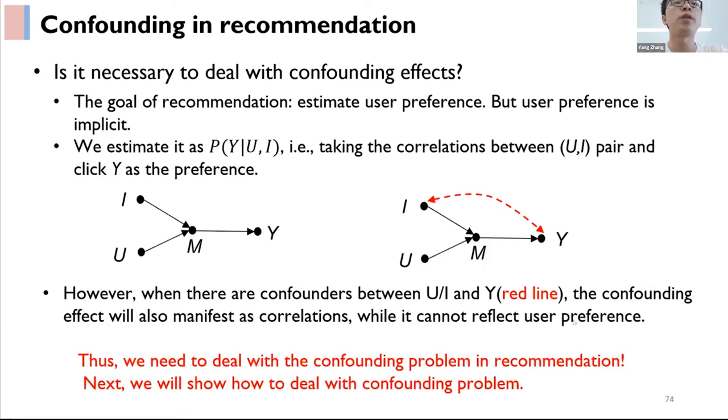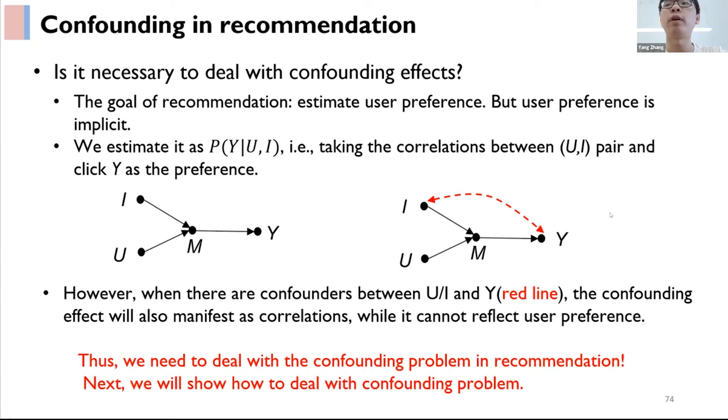The next question is: is it necessary to deal with the confounding effects? The answer is also obviously yes. The goal of recommendation is to estimate user preference, but user preference is implicit. So we usually estimate the correlation between the UI pair and the click Y as the user preference, with the assumption that UI matching determines the click.